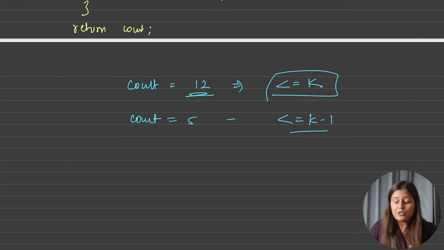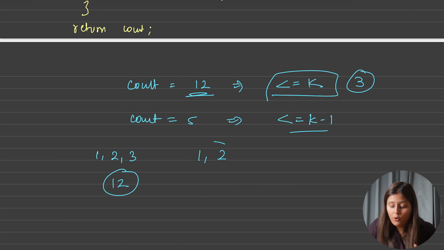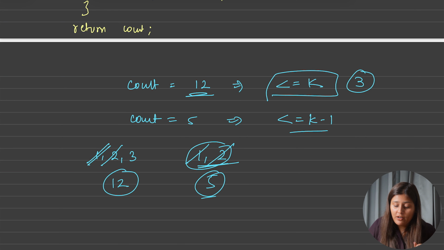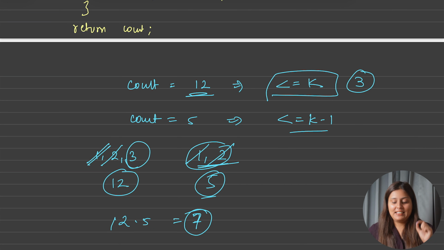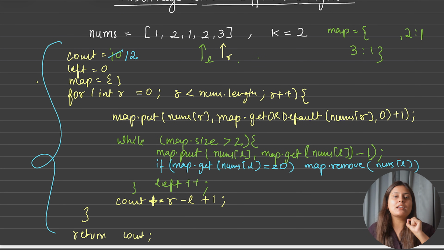If you call for k minus 1, you will get your count as total 5. So basically, let's say k is 3. For all less than or equal to 3, for length 1, 2, 3, like map size 1, 2, 3, we got 12 as an answer. And for size 1 and size 2, we got 5 as an answer. So don't you think if we exclude these, the total 12 minus 5 is 7, and that 7 is nothing but exactly k. Yes, exactly k. So whatever we have calculated here for less than or equal to k, we will call the same function for less than or equal to k minus 1, and whatever we got as a result, we will subtract and return in our answer.